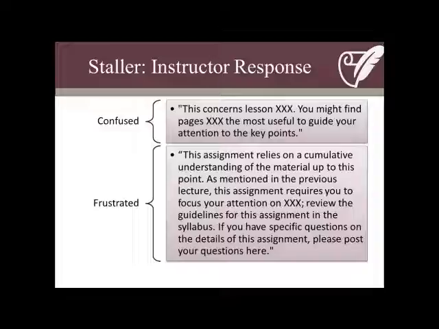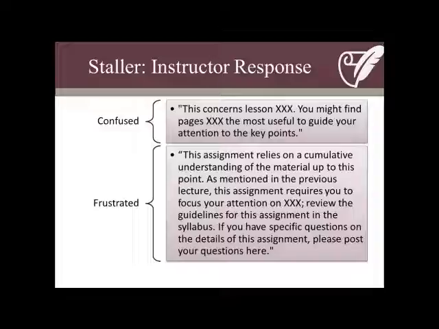The staller, more than anyone else, is likely to get frustrated and become angry at you because you won't give them exceptions. Keep in mind, it's not necessarily directed at you. They're frustrated with themselves. They're frustrated because they're behind. Unfortunately, you're going to become the target of that frustration. So removing the emotional reaction and responding to the content is going to be essential to keeping this student satisfied in your course.